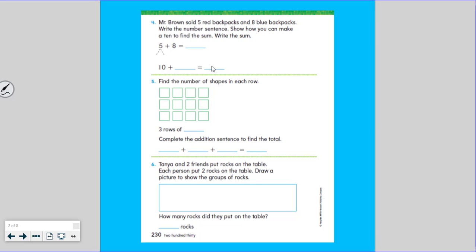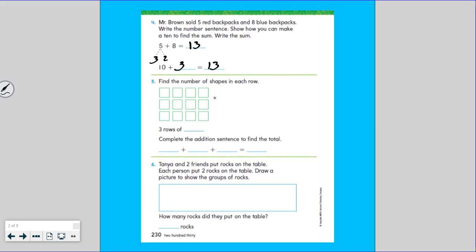Okay. So we're going to make a 10. So 2 more added to this 8 is going to equal 10. So I'm going to write a 2 here. And I know 2 plus 3 equals 5, so I'm going to write a 3 there. So 8 and 2 equals 10, and then I got to add 3 more to solve. So 10 plus 3 equals 13, so that means 5 plus 8 equals 13.